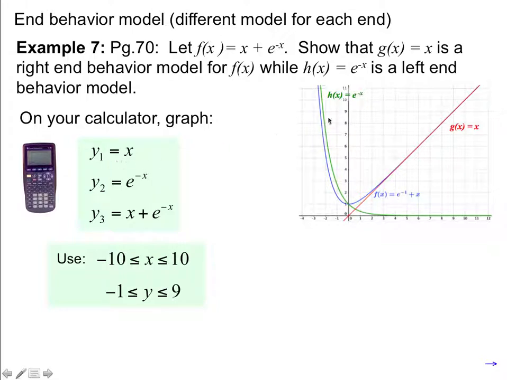So if you wanted to graph these three functions on your calculator, you could. You could put x in for y1 and e to the minus x in for y2. So those would be our two models, and then this would be our actual function. And this would be a recommended window for good viewing. Or just use this as a recommended window also.